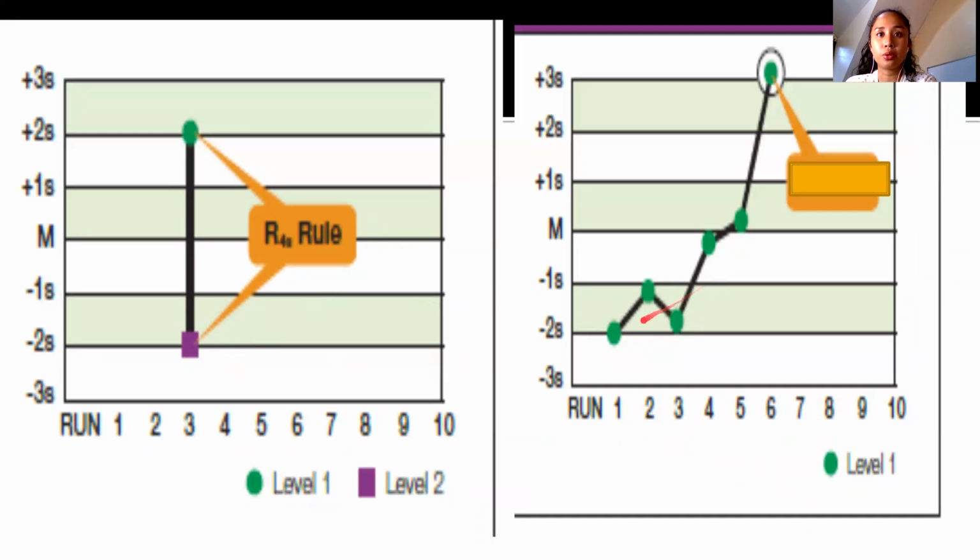Dito, so, itong first, nasa within 2S. Yan. Tapos ito, biglang nasa 3S na. So, anong error ang na-violate? 1-3S rule because 1 control falls beyond 3S. 1-3S.